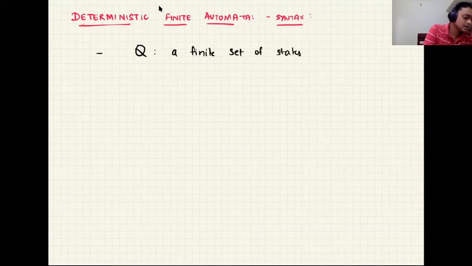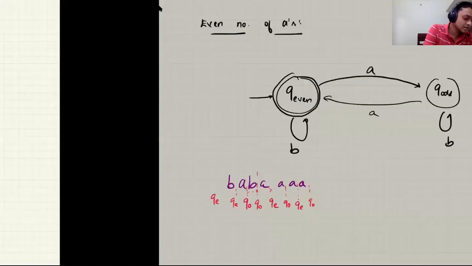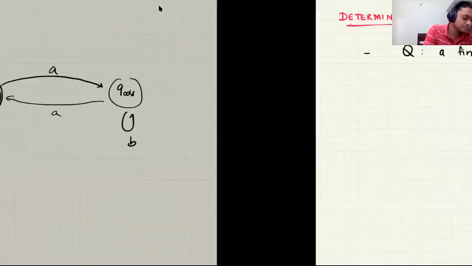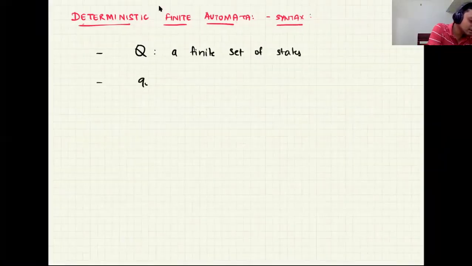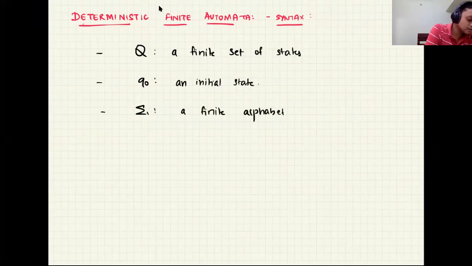Okay. So in this case, the set Q was Q even, Q odd. In this case, the set Q was Q0, Q1, Q2. Then a designated initial state. Of course, I'm assuming that we have a finite alphabet. And then there is a transition function.